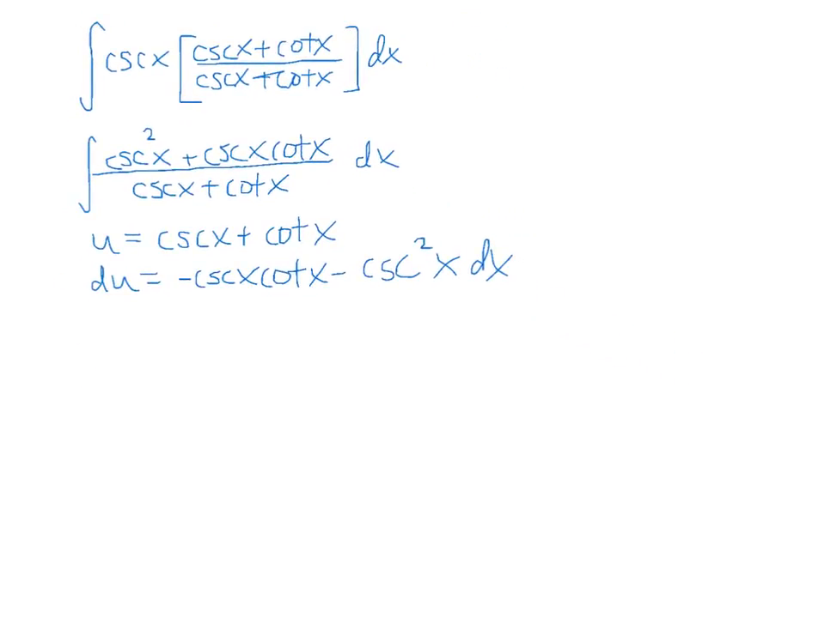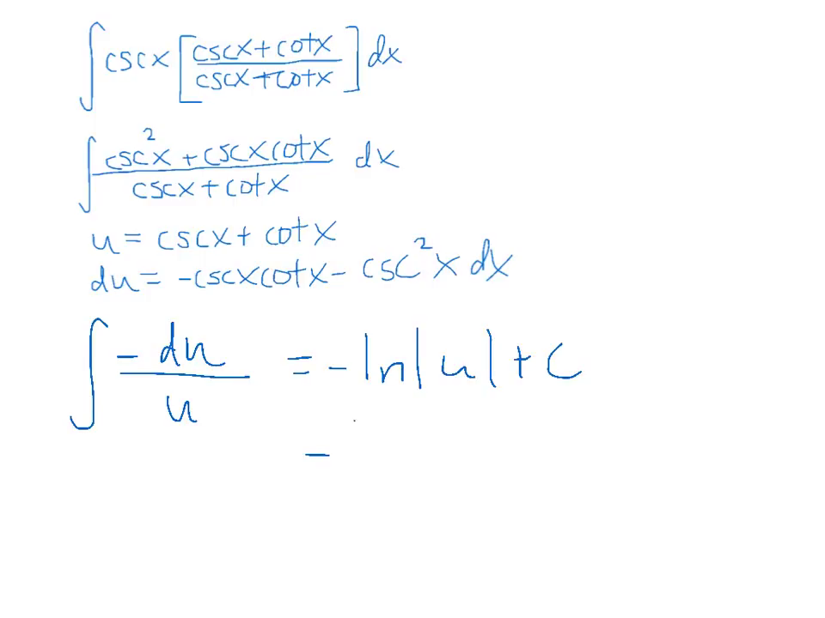All right, so then we can go in and put a substitution in there. What we're going to have up top is negative du, because you got that negative distributed through there, over u. So that's the negative natural log absolute value of u plus c, or negative natural log absolute value of cosecant x plus cotangent x plus c. Smiley face.